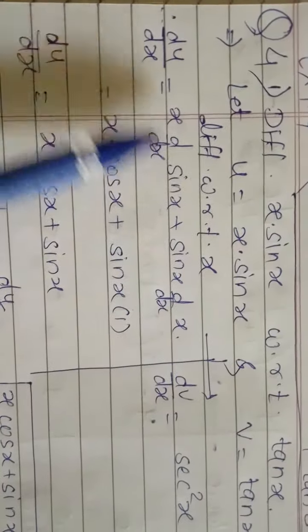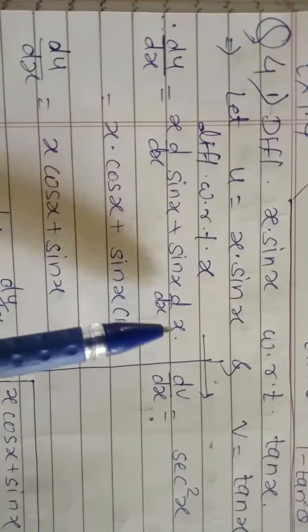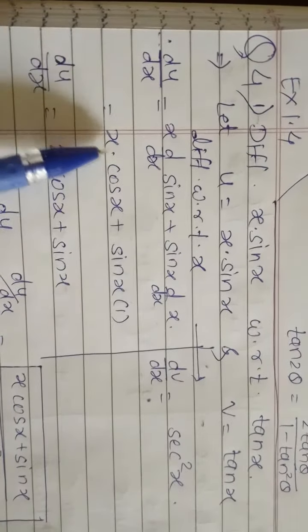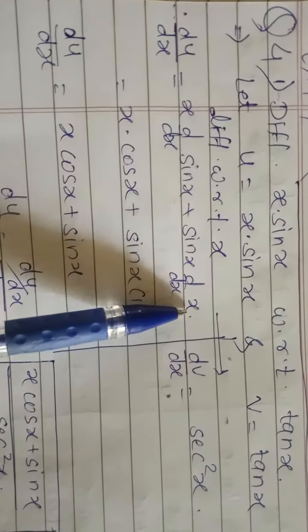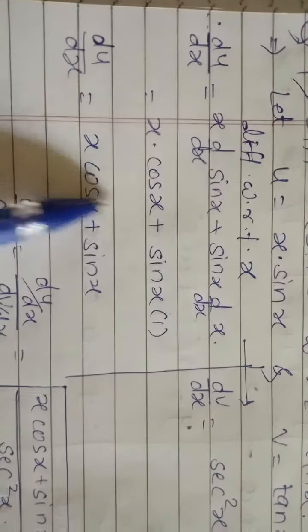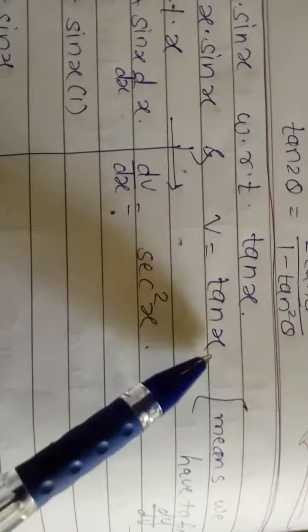So du by dx is equals to x into the derivative of sin x plus sin x into the derivative of x. So x as it is and the derivative of sin x is cos x, sin x as it is and the derivative of x is 1. And finally we get that du by dx is equals to x cos x plus sin x. Now we are going to find out the derivative of v.